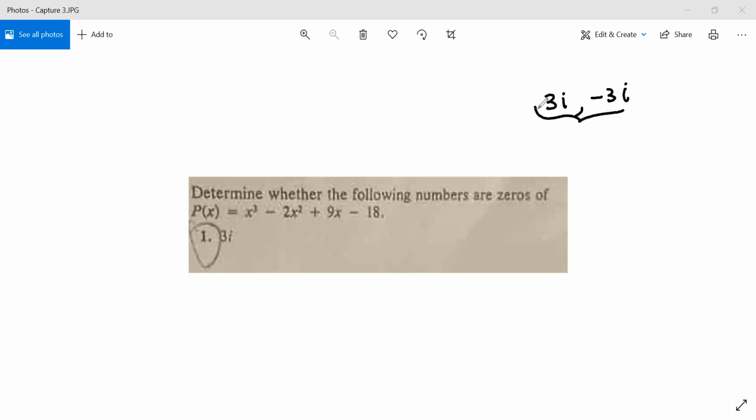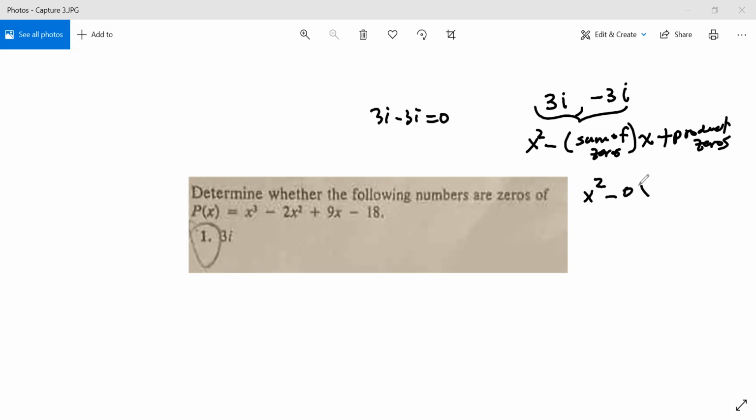Whenever you have two zeros, you can always build a quadratic function in the following way: x squared minus the sum of zeros multiplied by x plus the product of zeros. You can easily build a quadratic equation if you have two zeros like this. X squared, so the sum means you're adding these two. If you add 3i to negative 3i, you'll get 0. So this middle one is going to be 0x.